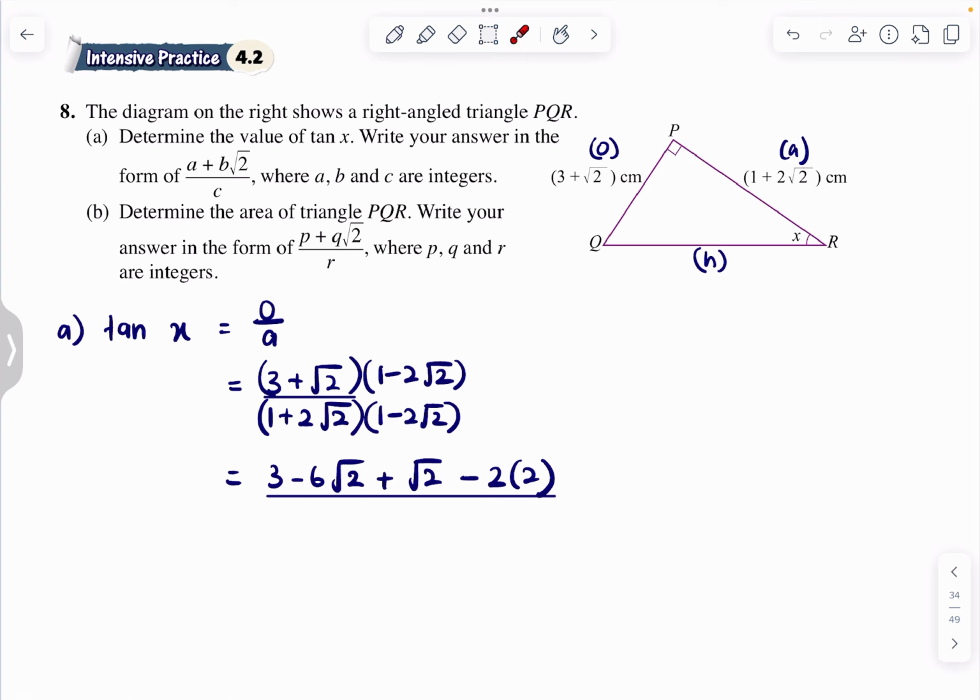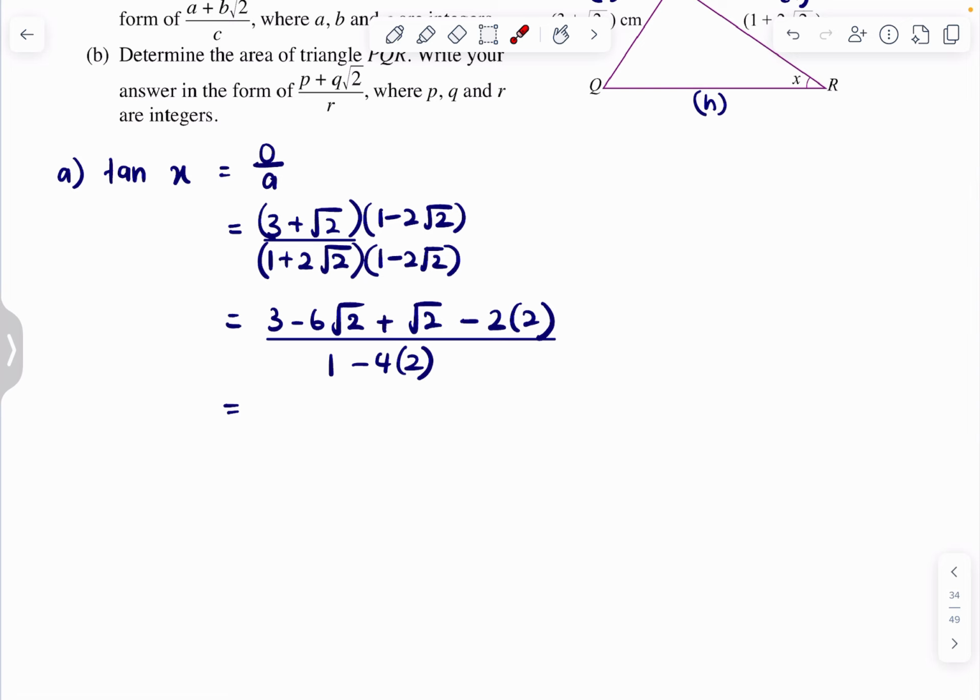Then for the bottom here, we can use the shortcut. The shortcut to expand conjugates I've already explained in the past few videos. Basically, you just do 1 times 1, and then you do this times this. So you don't have to expand fully, because when you expand fully, it will cancel off. So here we have 2 times negative 2 is negative 4. And then √2 times √2 is just 2.